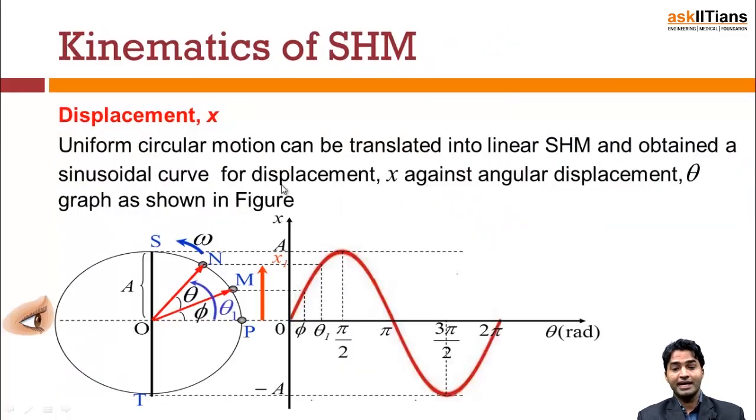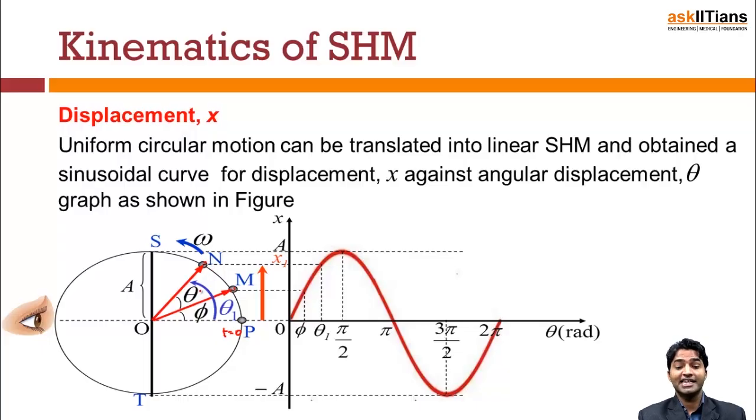Now, kinematics of SHM. Uniform circular motion can be translated into linear SHM and obtain a sinusoidal curve for displacement. We can see here, the system is at rest at t equal to 0, at point P. We apply some force to the system to give it some extension, to provide it some motion. But due to the restoring phenomenon, it would like to return to the mean position. So at a moment, we analyze the motion of the system at any time between P, M to N. We get some angular displacement in the system.